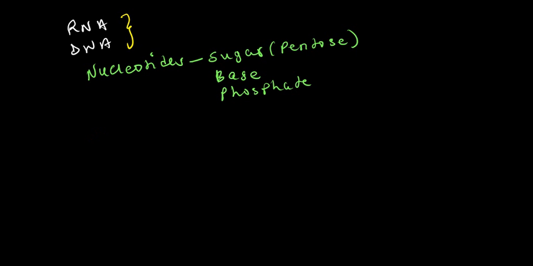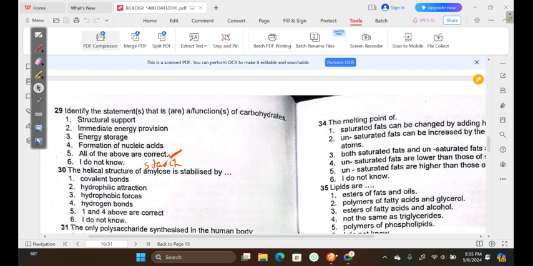Okay, guys, so if I start explaining, we can go on. So the correct answer here is option. Yeah. So we have this, guys. We have both covalent bonds as well as hydrogen bonds. So the correct answer is option 5. The helical structure of amylose is stabilized by both covalent bonds as well as hydrogen bonds.